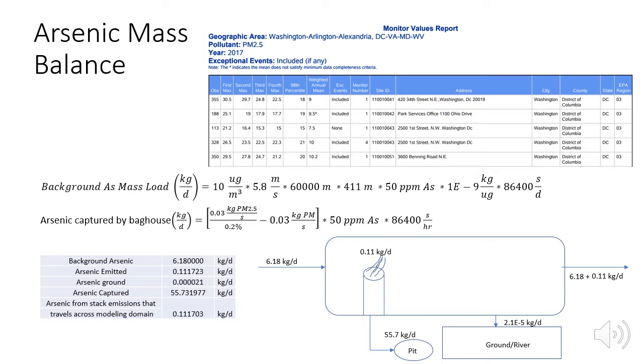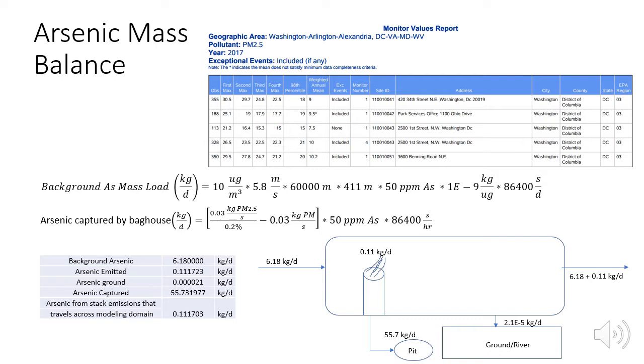Here is my mass balance on arsenic. To do this, I had to make some assumptions. I referenced some EPA air quality monitors to determine a reasonable background concentration, which seemed to be 10 micrograms per meter cubed. And then I had to convert that concentration to a mass load. And so I used the velocity at the plume centerline, even though obviously the velocity ranges from the ground level wind speed all the way to the plume centerline.